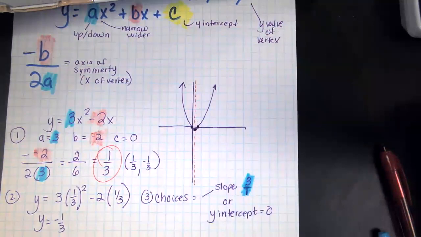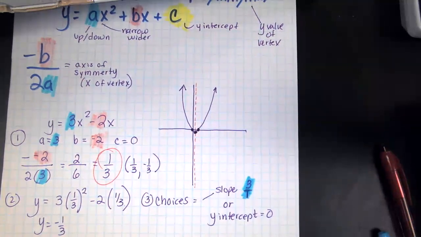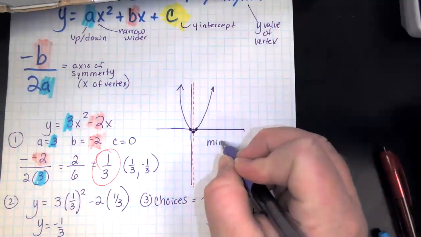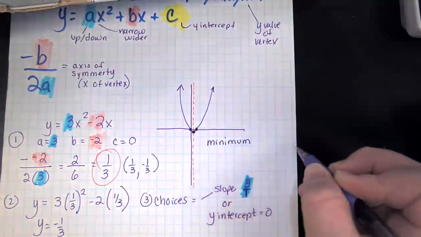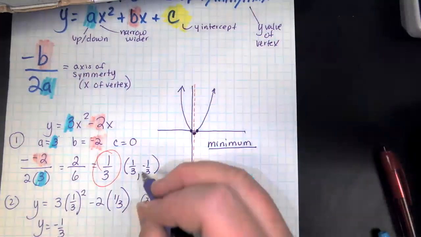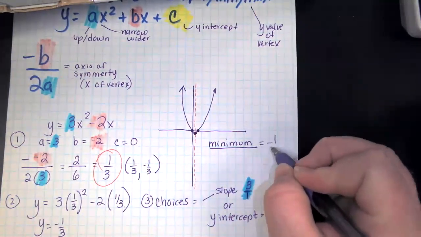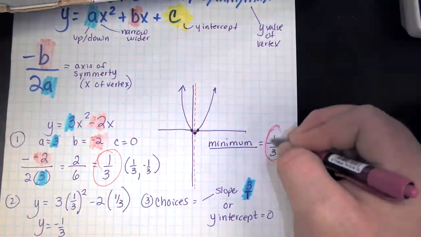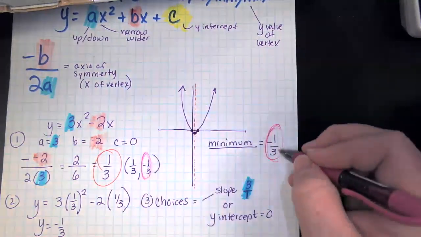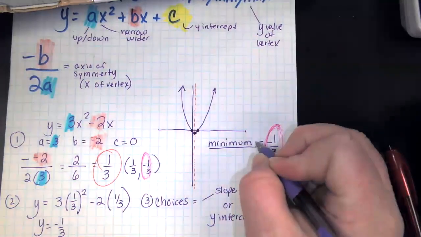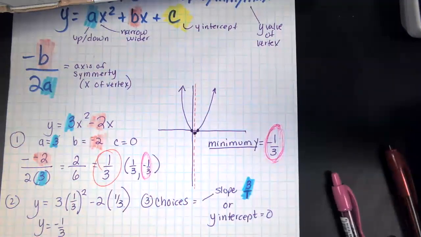Okay. So let me throw in this last piece. All right. So what is this, a min or a max? Well, this is a minimum. Why is it a minimum? Because it's pointing up. We could have predicted that right here at the beginning. Okay, what part is the minimum? It's negative 1/3. Here it is right here. It is the y value of your vertex.